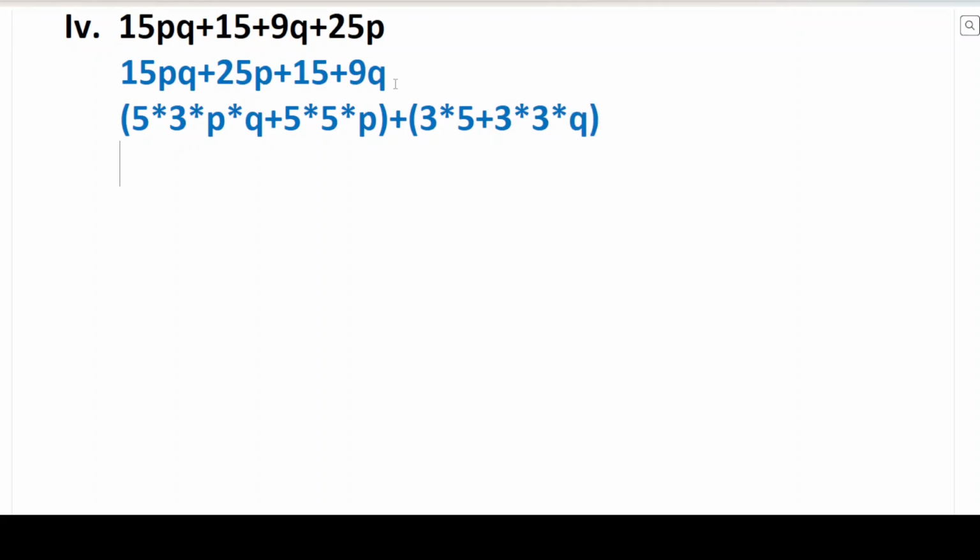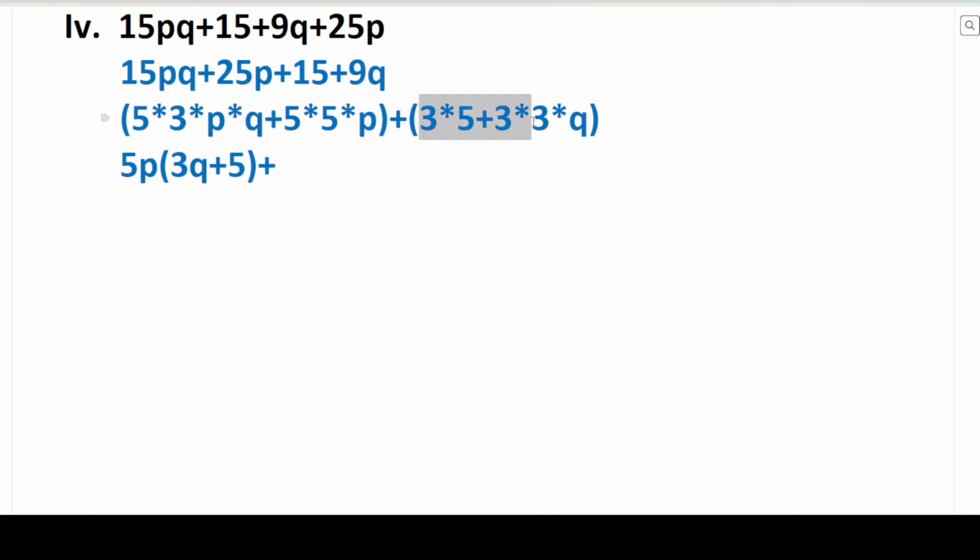So from the first group, what are the common factors here? 5 is the common factor. One more, p is the common factor. So take the 5p out here. What are the remaining terms? 3 and q plus one more 5. Here 5 and p is the common factor. Take the 5p out from here and we write the remaining factors.